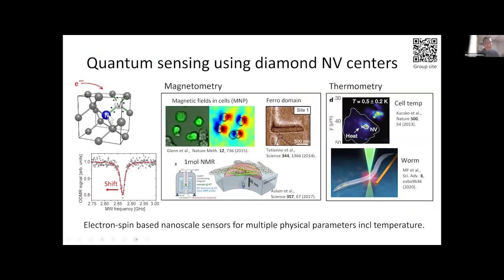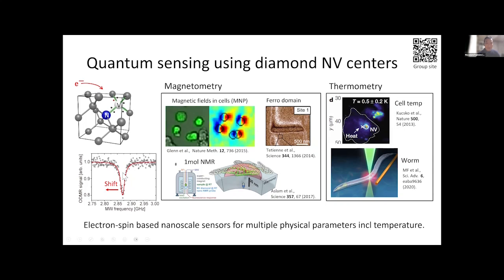And if the adjacent site of the nitrogen is a vacancy, then they work as a defect center called a nitrogen vacancy, or NV, center, and it actually has electron spin activity. It can also be read out by fluorescence. This is the fluorescence intensity, and you are sweeping the microwave frequency, which is resonant to the electron spins. Then you get this kind of electron spin resonance by optical means.